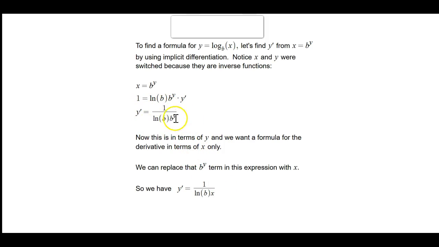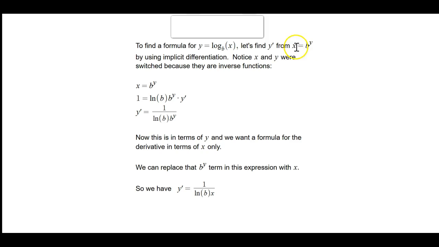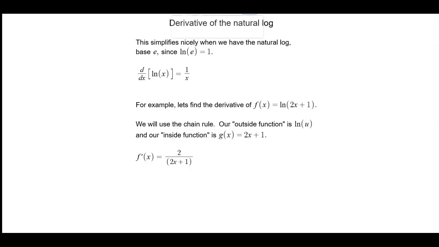So this derivative's in terms of y. We want a derivative in terms of x. But remember what we started with, x equals b to the y. So we can replace that, and this gives us the derivative of the logarithm base b function, 1 over ln of b times x. Since the ln of e is just 1, this gives a really nice easy formula for the derivative of ln of x, the natural log: it's just 1 over x.